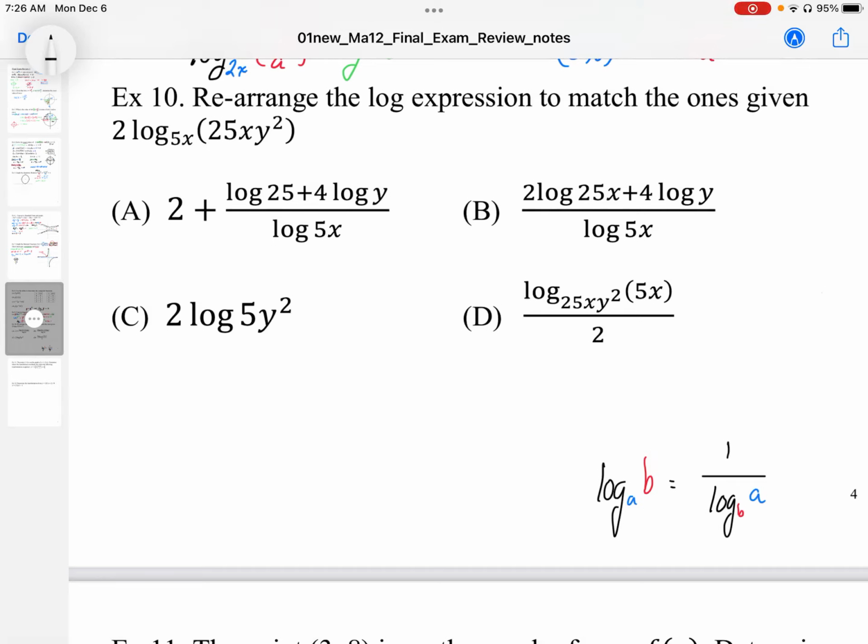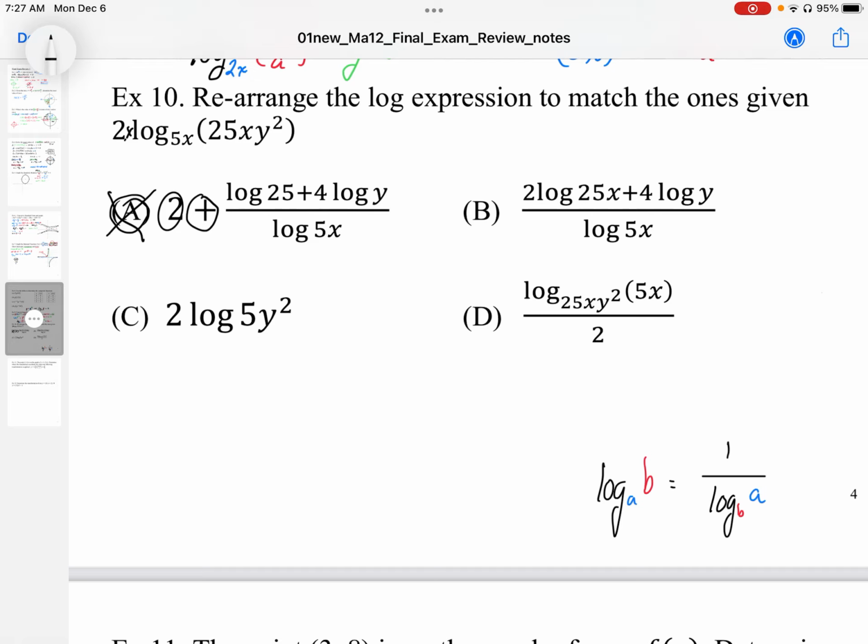In example 10, we're asked to rearrange this expression, 2 log base 5x of 25xy squared, into one of these expressions. So we're going to look at these one by one. We're going to look at A first. Now when we look at A, this can't really work because we have a times 2 in the original log, and this ends up being a plus 2. That doesn't work because these are incompatible. There's no way we can get this 2 on the outside here, somehow converting that times into a plus. So we're going to say that A does not work because the times just can't all of a sudden become plus.